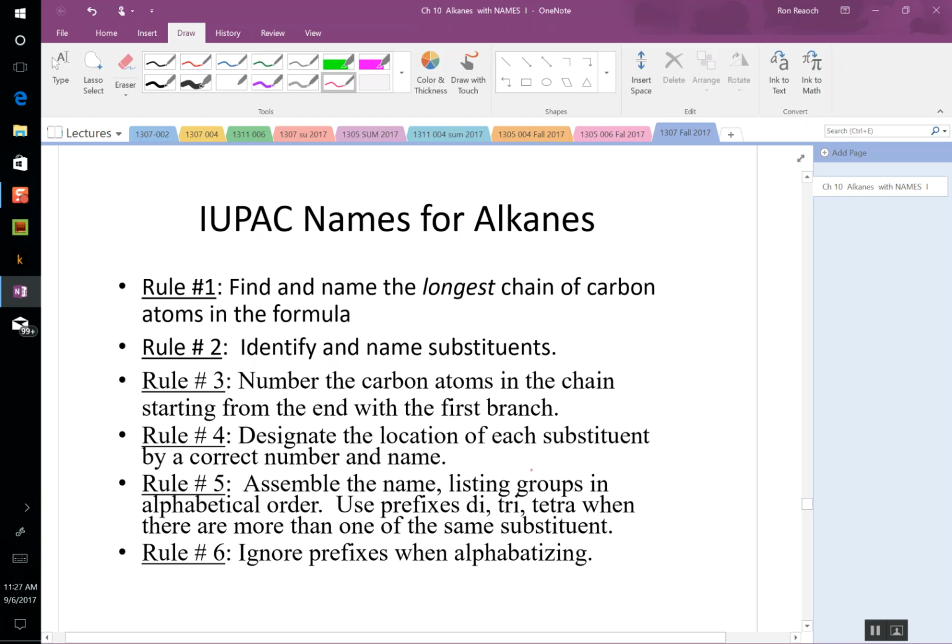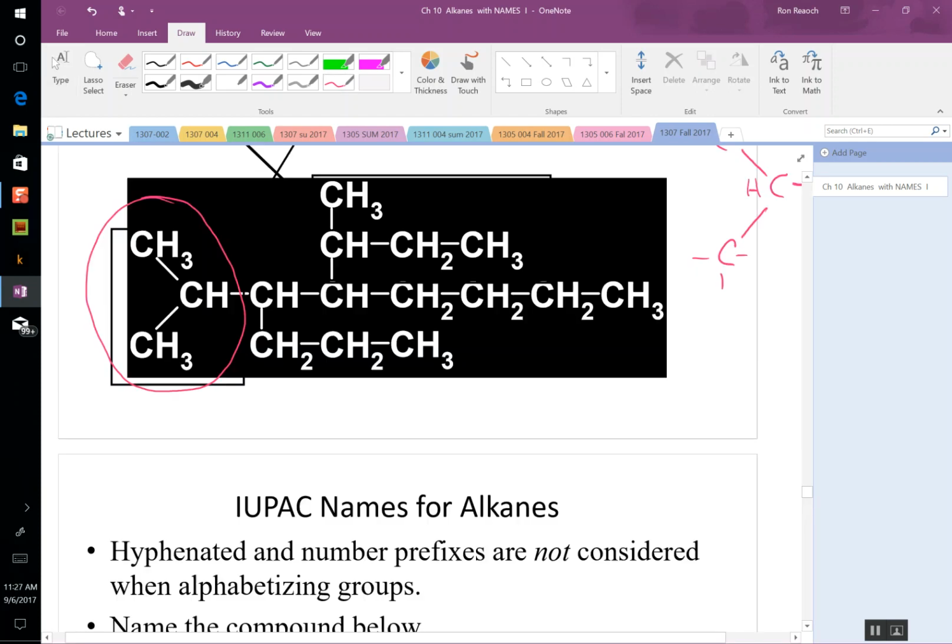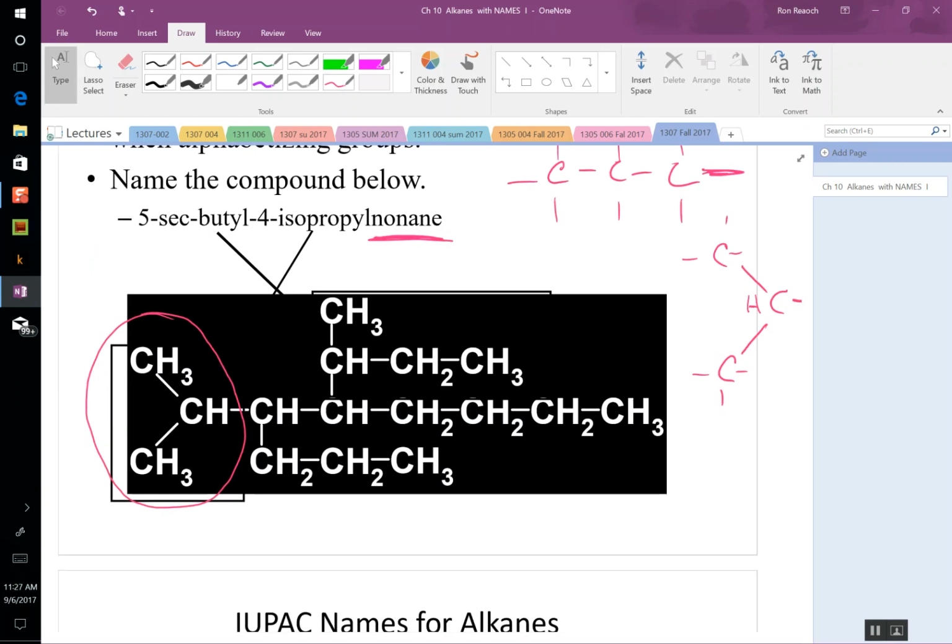Okay, any questions? Yes? When we count, can you go back to the slide real quick? Right here? Yeah, I thought you said when we count we start from the right. No, I said, what did I say? Longest chain. Well, we find the longest chain, but then where do we start counting? From the one closest. The end that will get us to the first substituent. The end closest to the first substituent.